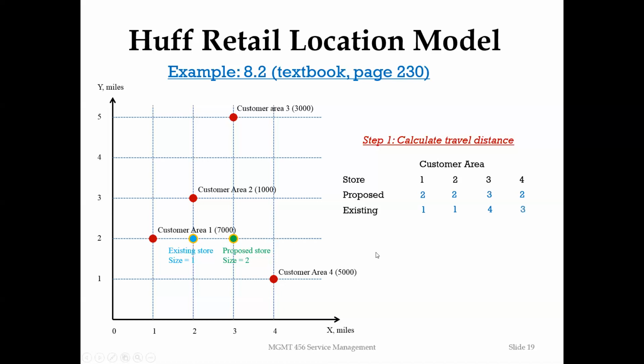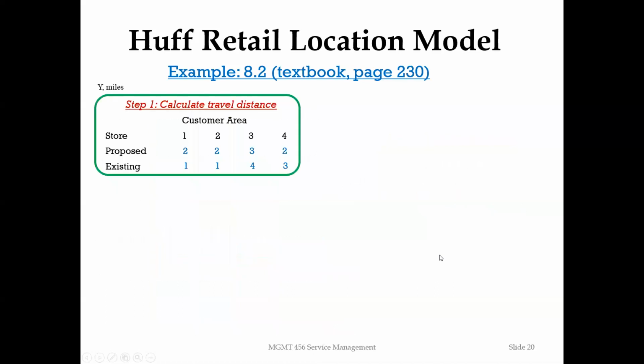So it's 3 units. So by doing this, we're basically measuring travel distance by metropolitan distance. Now we have a table, a 2x4, because we have 4 customer areas, 2 potential stores. So this is step 1, calculate travel distance. How to do it? Basically, just look at the map, measure it. Now we already have the results from step 1.